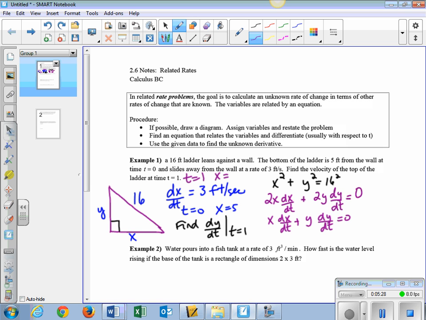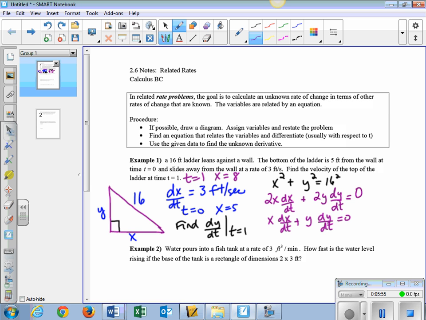And you have to remember that x is starting at 5 and it's moving 3 feet per second. If at t equals 0, x is equal to 5, in 1 second, won't it have moved 3 feet? So wouldn't x be equal to 8? So I have to know that information. I also see in my equation, I can substitute in a dx/dt. I can substitute in now my value for x, which is 8.